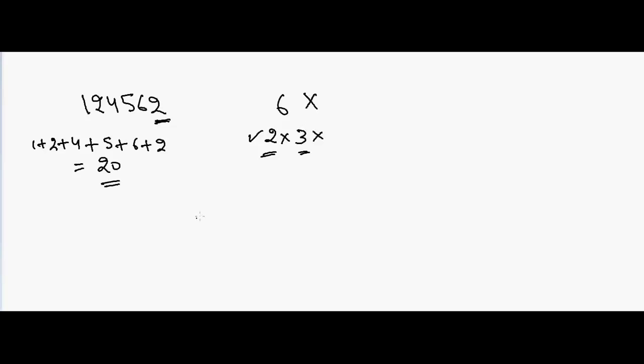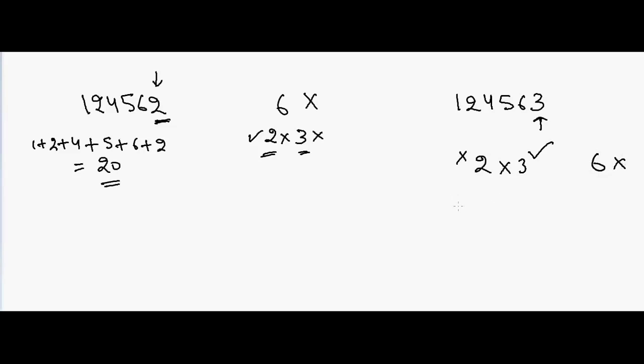by 6. But how can we modify this? We can modify this by adding one more number. So if I add one more number here, it will become 1 2 4 5 6 3. But now this number is divisible by 3 but not by 2. So still, if we talk about 6, it will not be divisible by 6.